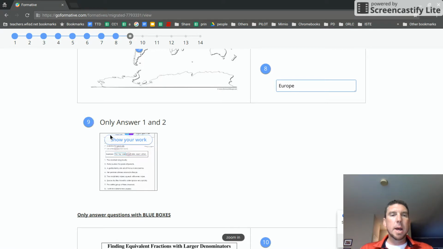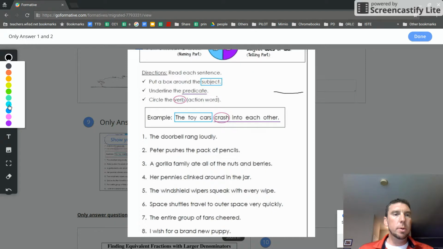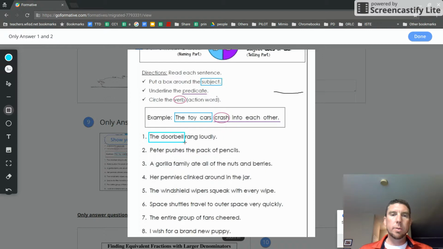Last, we have number 9, which is a sentence structure. I'm actually not going to read the instructions. It looks like I do a subject, predicate, and verb. I'm not going to look into those. I just want you guys to notice that I need a blue box. So let's pay attention to the blue square. All right, I clicked on my color, and now I'm going to click on the square, and I can draw a square around something.